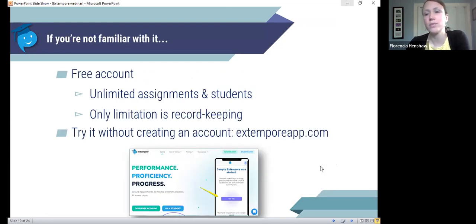Grant can talk a lot more about Extempore than I can, but I do want to clarify real quick that they do have a free account. Everybody thinks that Extempore is a very expensive thing, but they do have a free unlimited account. And you can try it without creating an account on their website, extemporeapp.com.